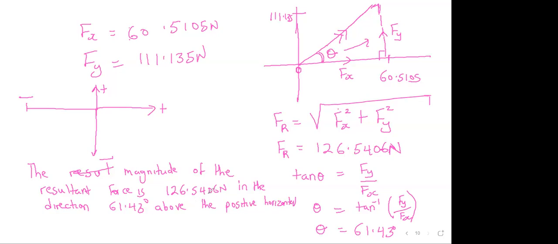Another person can say in the direction 61.43 degrees with the Fx force, the 60.5105 newton force. Someone can as well state it like that. So all of them are very correct. I don't know whether members we are good on that. Any question or it is clear? Okay, members are telling me it is very clear.